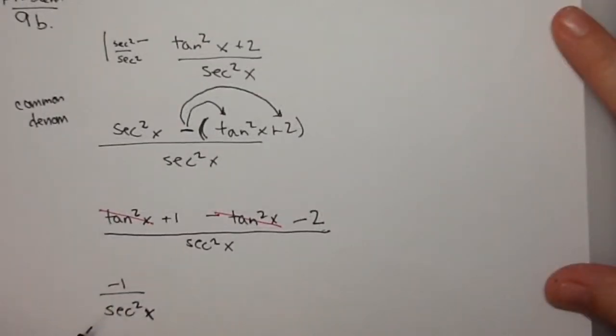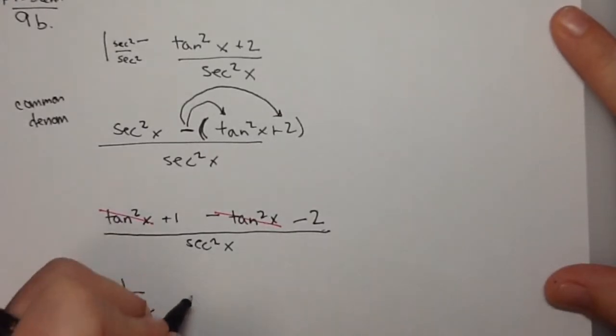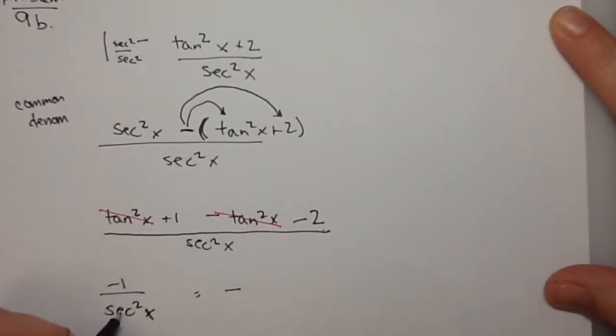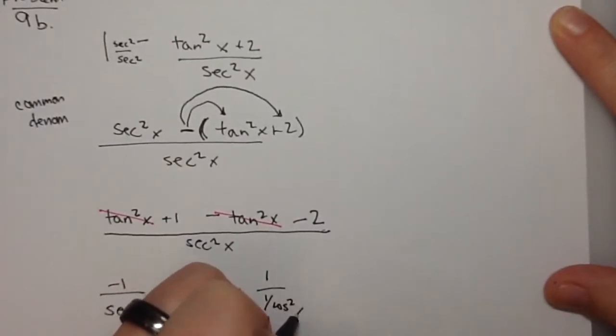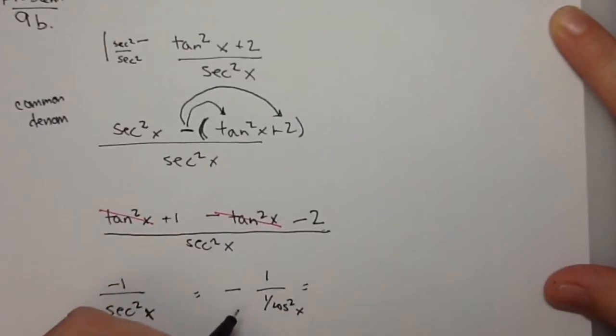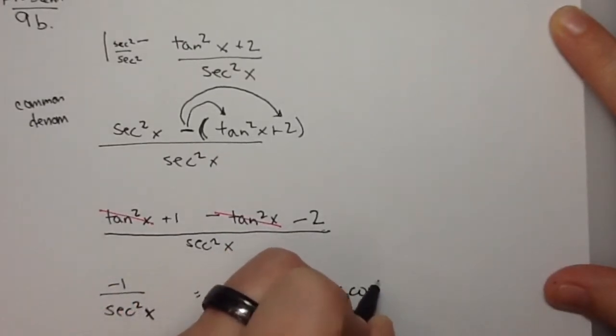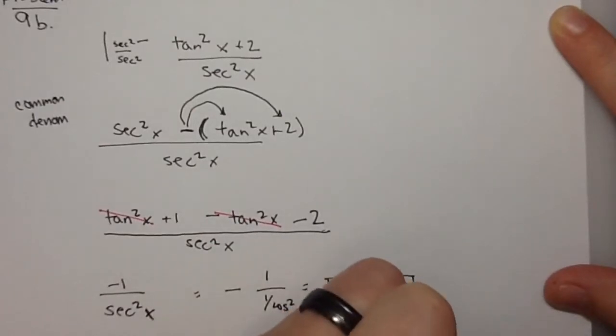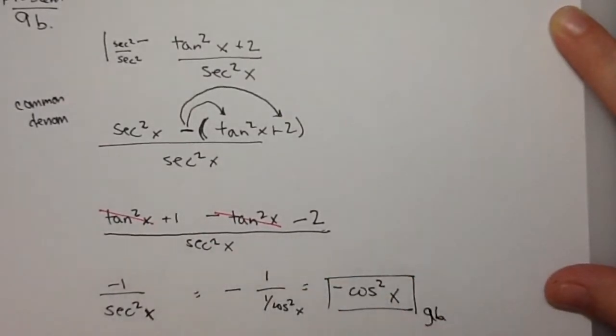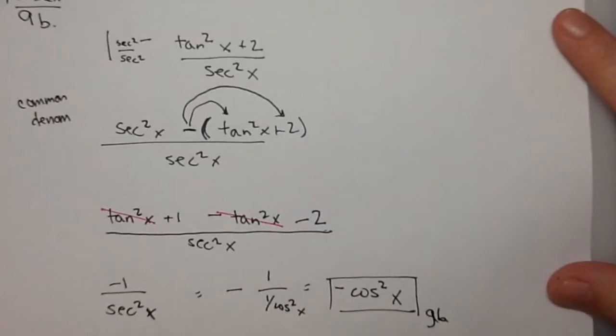So guys, at this point you might think you're done. But if it is at all possible, you want to flip everything to be in terms of sines and cosines. So this is going to be negative 1 over cosine squared x. Oh, well this is just negative cosine squared x. Here's our answer to 9b. Moving right along.